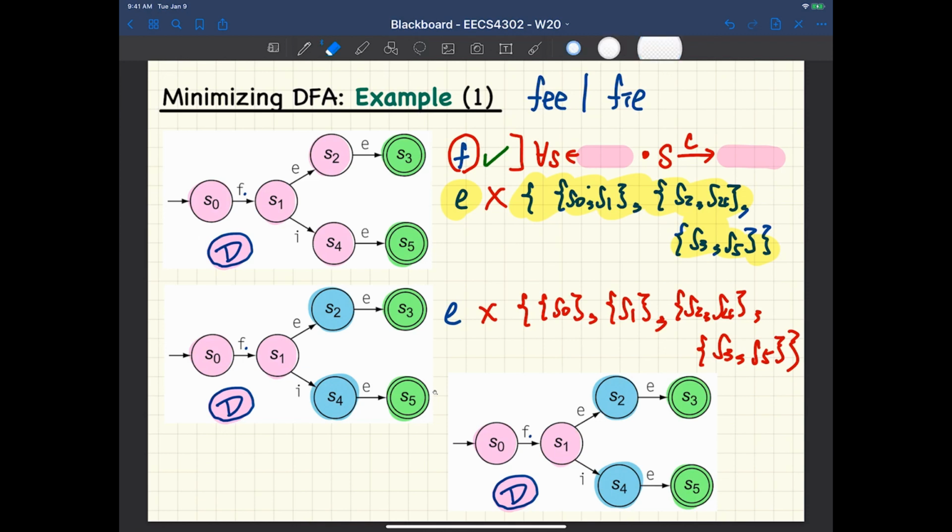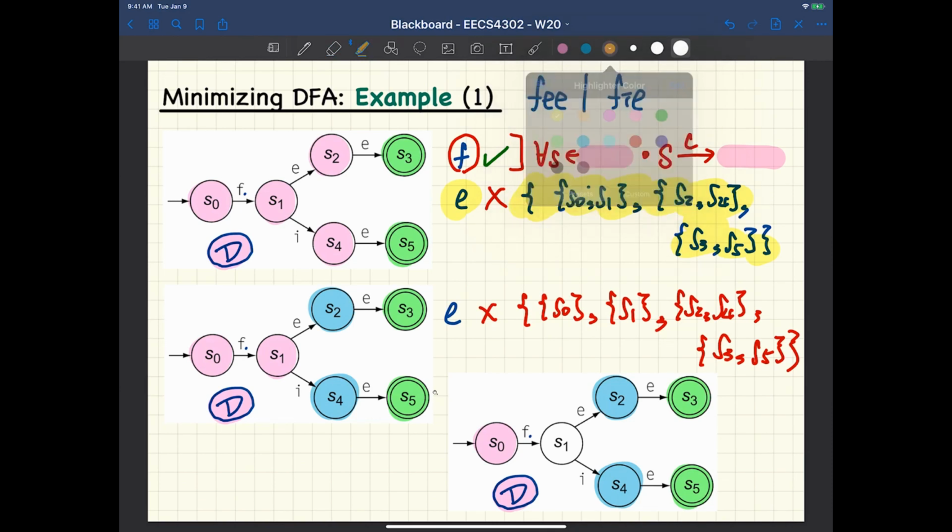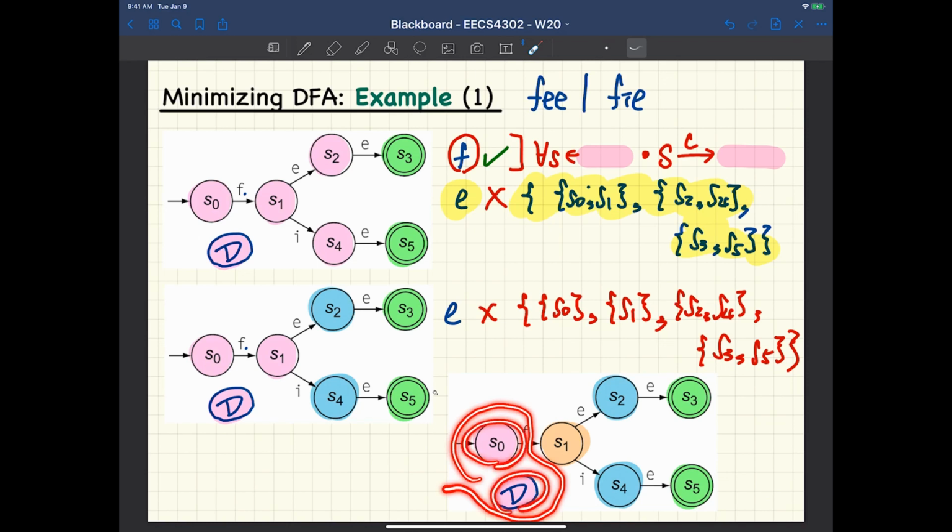Okay, so now we should split out S1. Let me change its color to orange. So S1, we don't have to worry about the orange partition, it's just one single state. So what about the pink for S0? Actually, for the pink partition over here, you have two states. Do you think these two states are equivalent? No. Give me one transition.